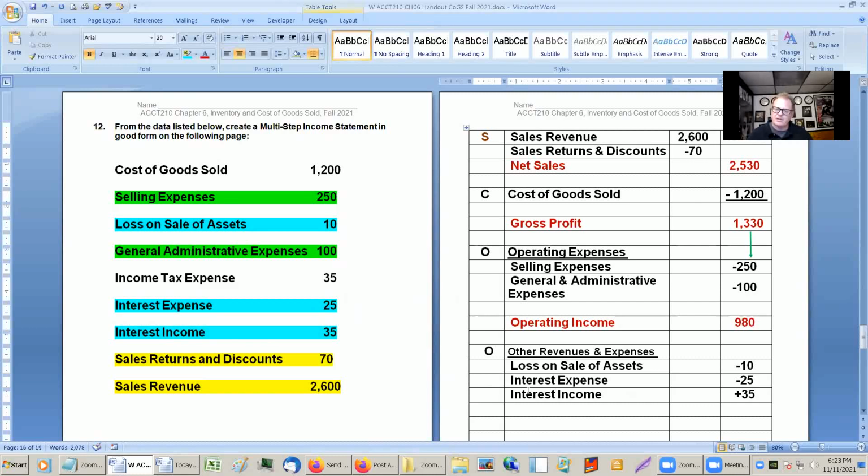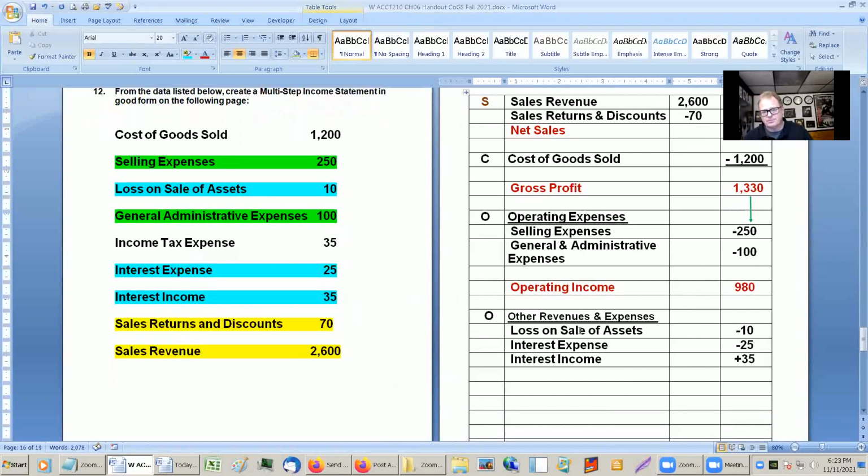And so here's the thing with these other revenues and expenses: they can be pluses or minuses. And this will give us our income before income taxes. So whatever that is, it's 980.